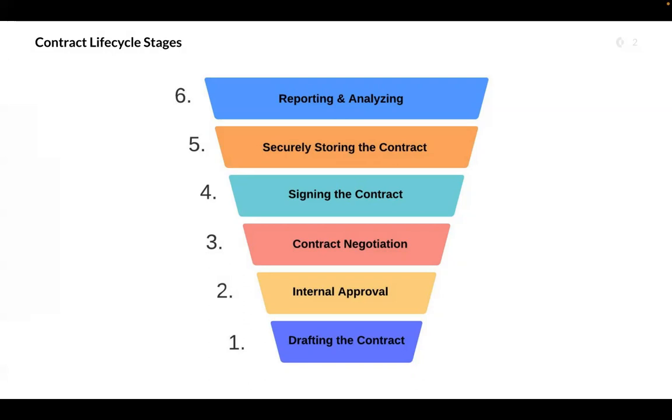We can securely store the document. Does anybody know the limits to the number of contracts that you can store within Concord? Might be too early for a bit of a trick question, so I'll just give this one to you. It's unlimited. Yeah, great. Someone just put that in the chat. You can store as many as you would like. That includes contracts that you've executed within the platform, and contracts that you've executed outside of the platform. You can upload them into Concord for storage.